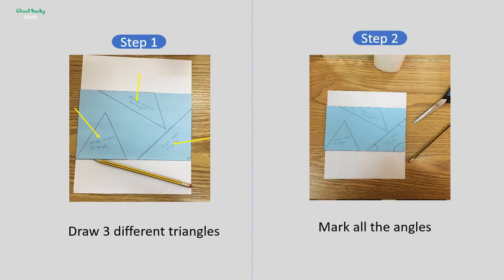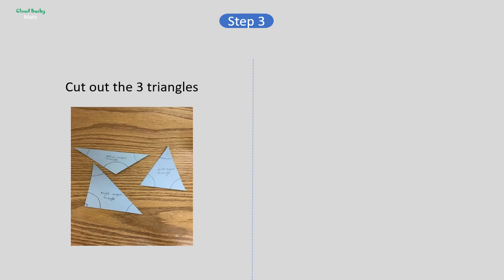Step 2. Mark up all the angles of the right-angled triangle using a compass. Use the same radius for all the 3 angles. I used a radius of 3 centimeters. Do the same to the other 2 triangles. Now cut out all the 3 triangles.